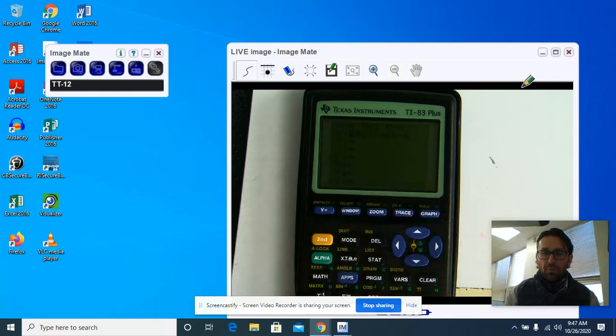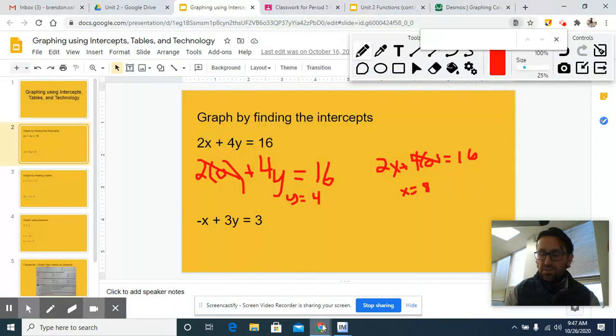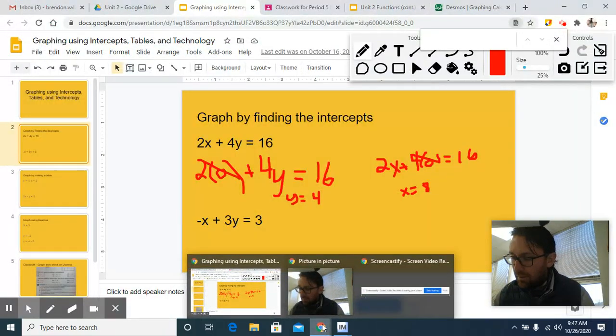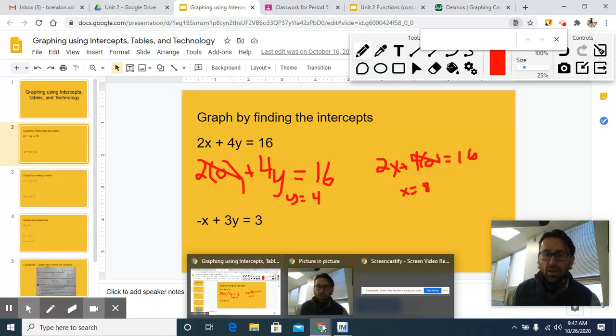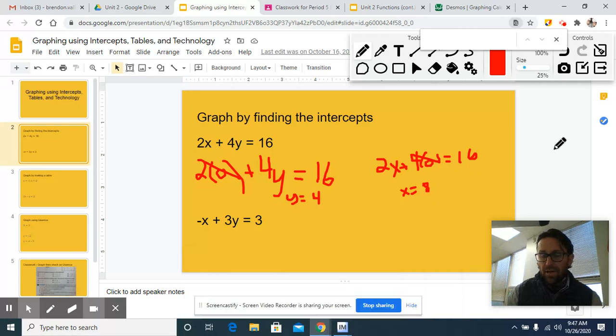But if we go back to our equation, which was 2x plus 4y equals 16, I can graph it on my graphing calculator. The only issue is you got to get y alone. So you got to place it into slope-intercept form.